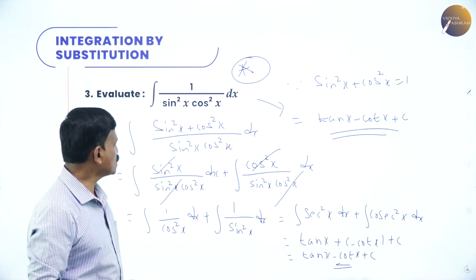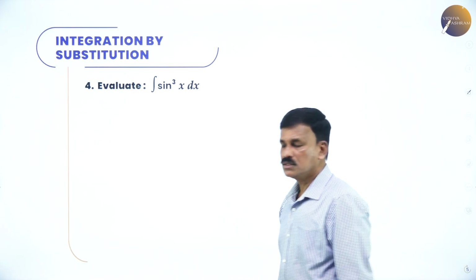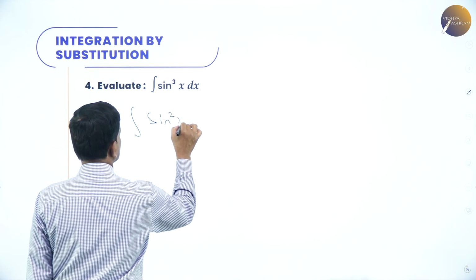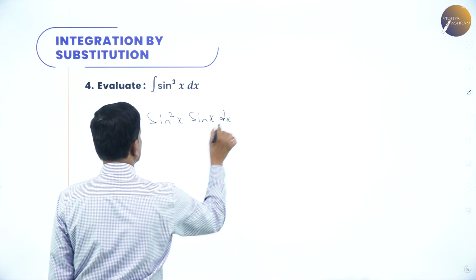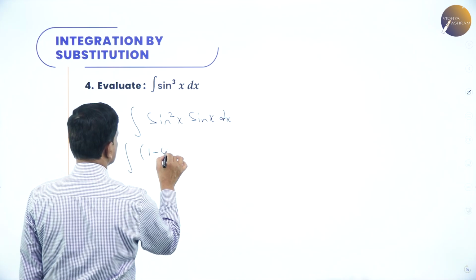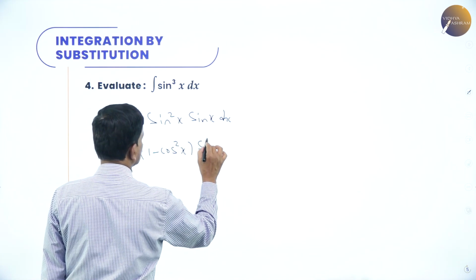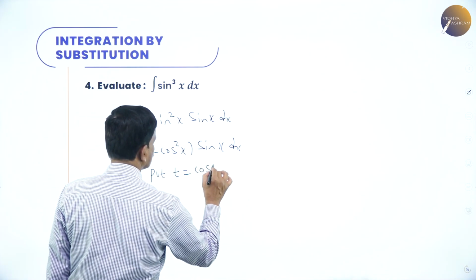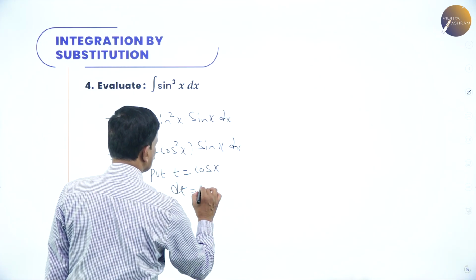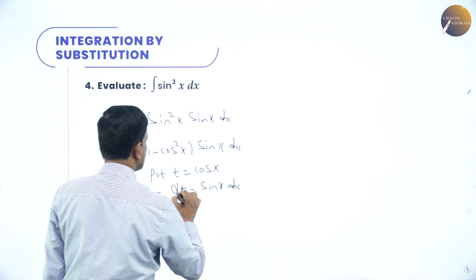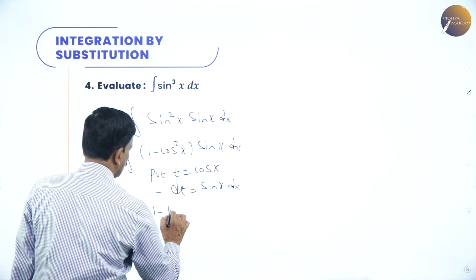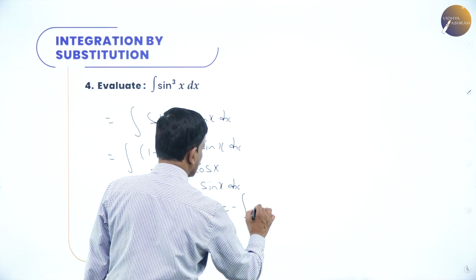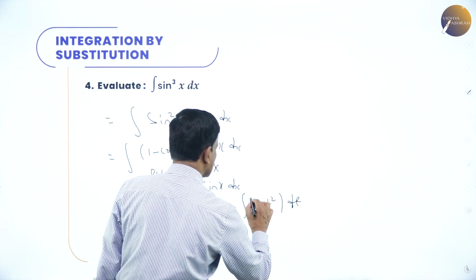Now let's move on to the next problem. Sin cube x dx. Now this sin cube can be written as, split this, sin square x into sin x dx. So this can be written as sin square is 1 minus cos square x into sin x dx. Now take the substitution. Put t is equal to cos x. Differentiation of cos x is minus sin x. So sin x dx is equal to minus dt. This becomes 1 minus t square into minus dt. Now minus out, you can write 1 minus t square dt.